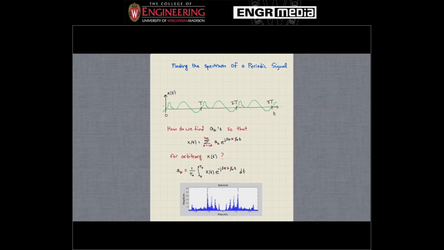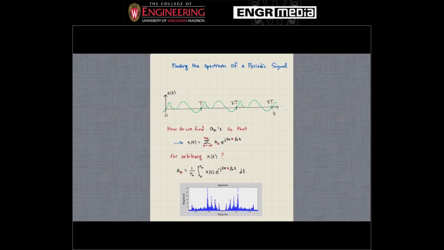Then the question is, how do we find the a_k so that this equation here is true? Remember, our goal is to design these a_k. The reason we would do this is, we saw in the last few lectures how we would make the spectrum of a sum of sinusoidal signals. Now, if we have a signal that's not easily representable as a sum of sinusoidal signals, how do we design these a_k so that we can represent it as a sum of sinusoids? That's the question at hand.